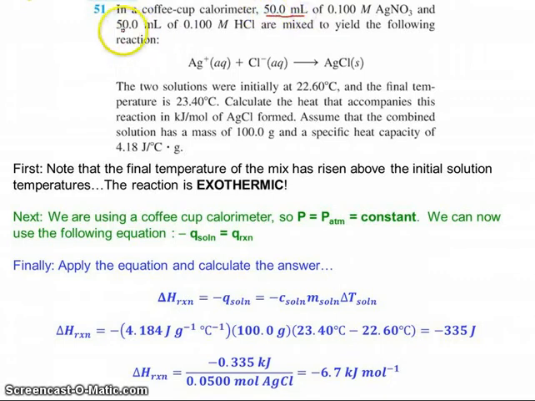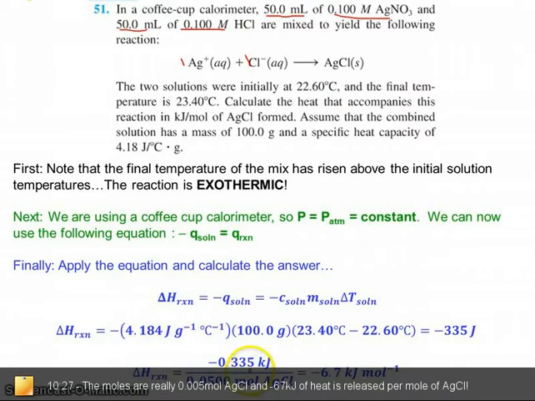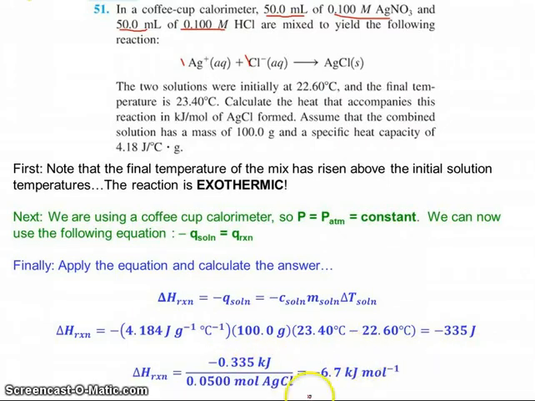0.05 liters of each solution at the same concentration, and I have a 1-to-1 ratio here, there is no limiting reactant. They're both in exactly the right amounts. And so if I use 0.05 moles of each, I should produce 0.05 moles of product. And so I'll take my kilojoules, divide it by my moles of product, and see that I will release negative 6.7 kilojoules for every mole of silver chloride that's formed.